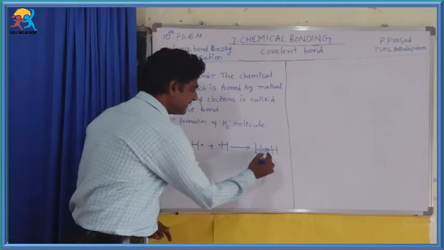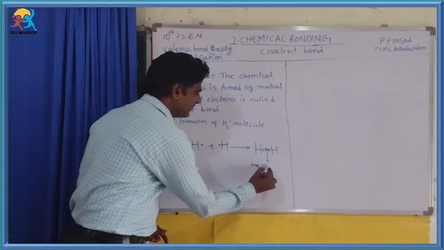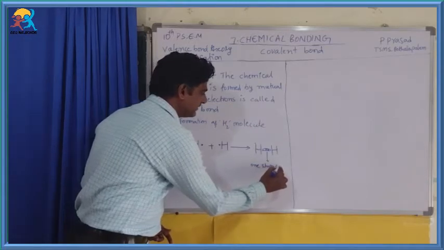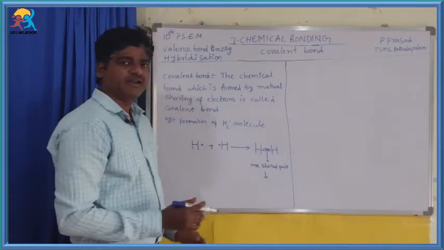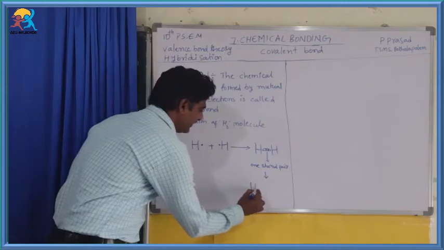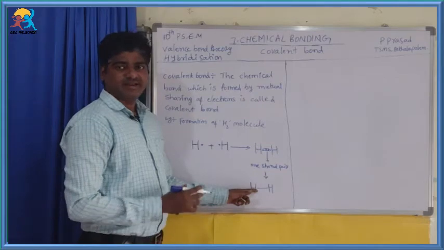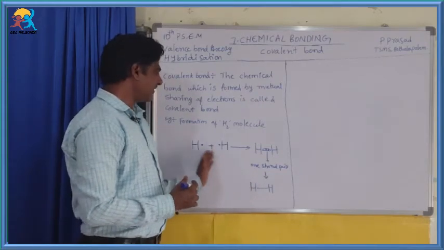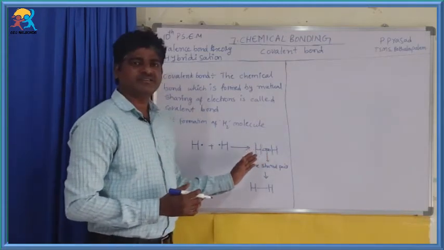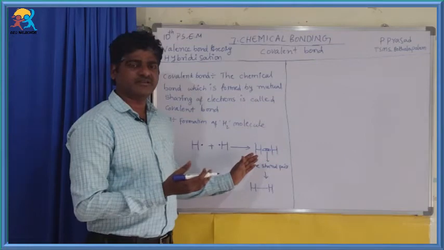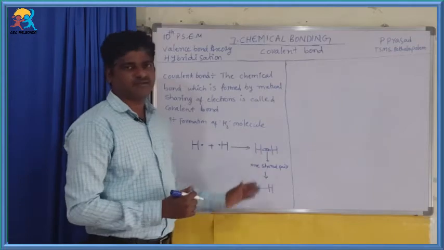So how many sharings are there here? One shared pair. This shared pair is also represented by a hyphen, H-H. In between them we write a hyphen. This is the formation of H2 molecule. Hydrogen gets stability because it gets its nearest noble gas configuration, that means the helium electronic configuration.